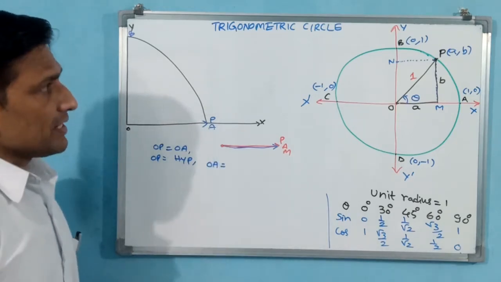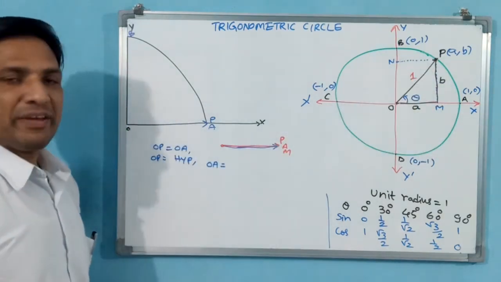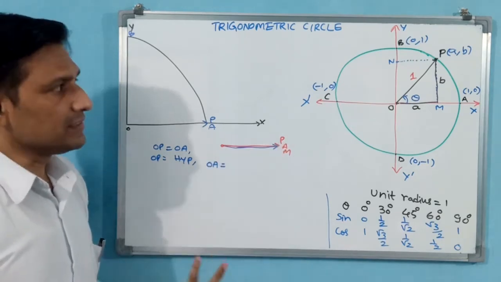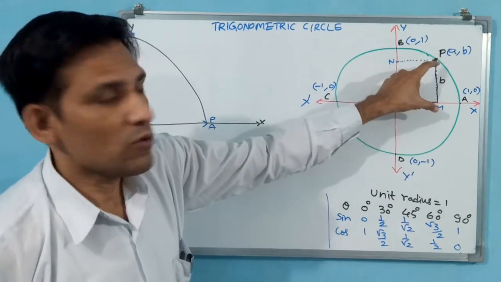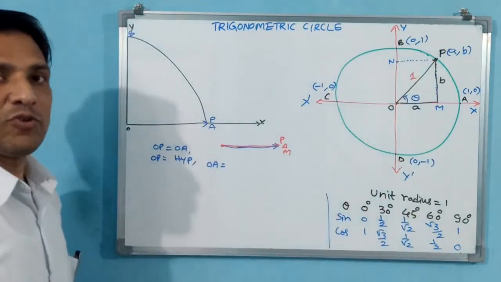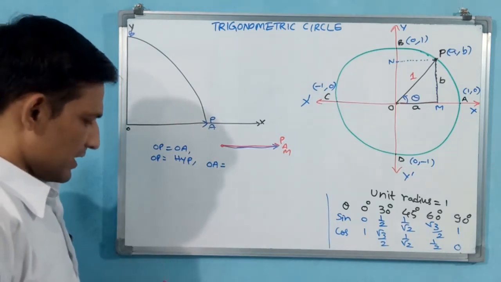Then, earlier ON was there, MP. Now, what about this MP? MP is 0. Why? Because M and P have merged. P has touched M. Then automatically this vertical line, Y coordinate, is 0. Y coordinate 0 means opposite side is 0. That you have to keep in your mind.